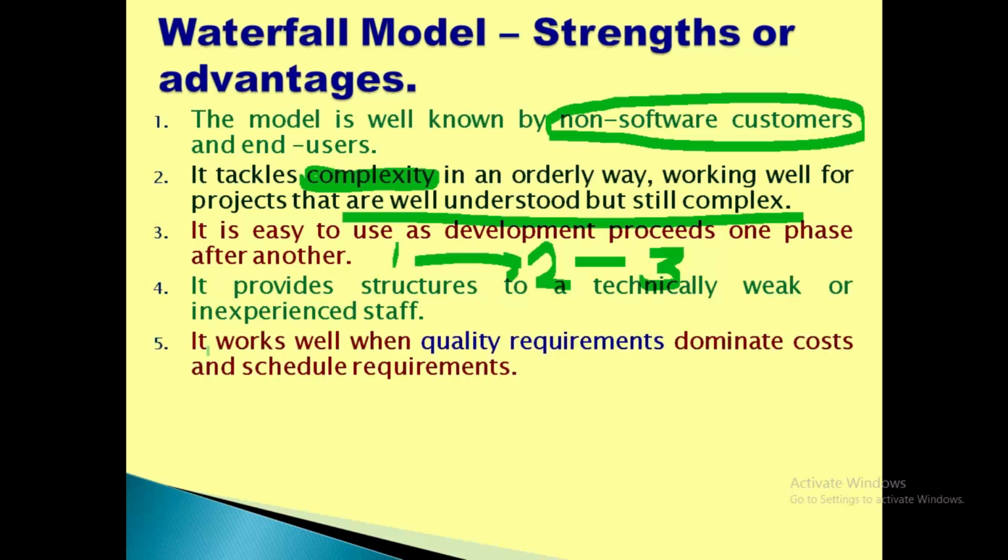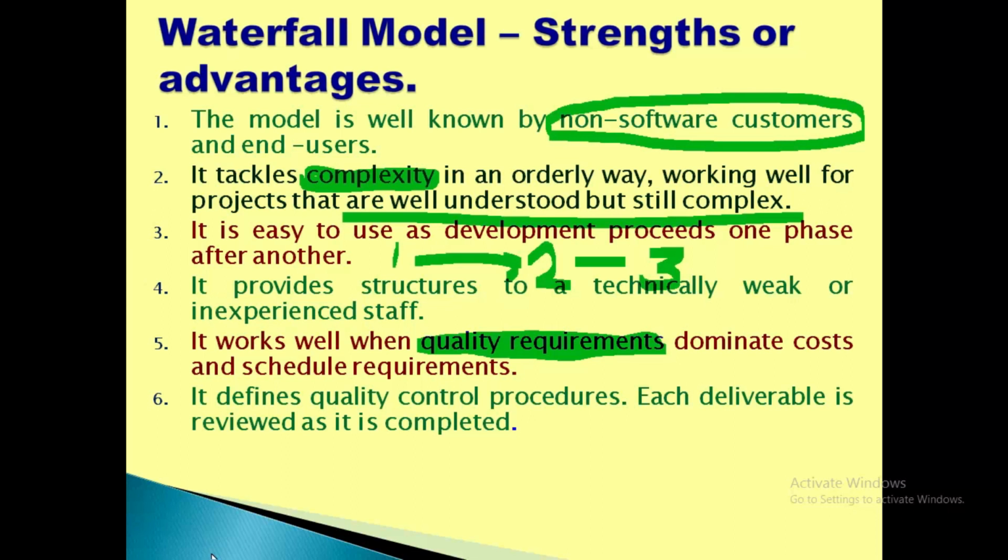It works well when quality requirements dominate the cost and schedule requirements. When your focus is on the quality requirements, that we have to work on quality, cost is not that important. Quality requirements dominate cost.